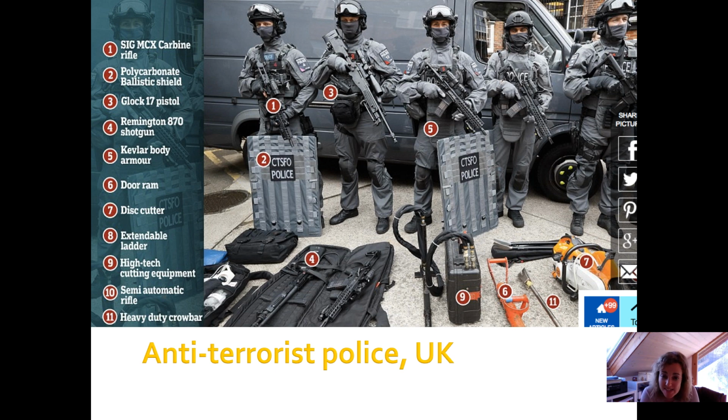So, this is a picture that shows what kind of weapons the anti-terrorist police in the UK has. And when I saw this picture once, I thought, well, for me, this is not a clear example of a police force. It rather shows a picture of a military force in the context of an armed conflict. And the type of weapons used are heavy weapons that might normally be used in a context of armed conflict.